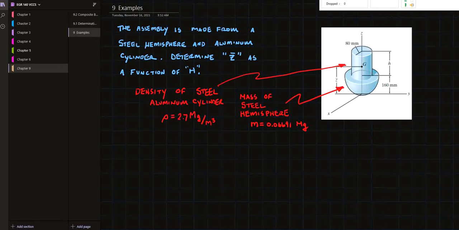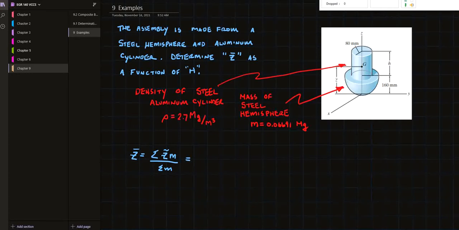We're given the mass for the hemisphere, but since we don't know what height this shaft is going to be, we only have the density for it. So what we need to do here is determine z bar. So z bar is essentially the sum of our z alphas times the mass divided by our sum of masses.